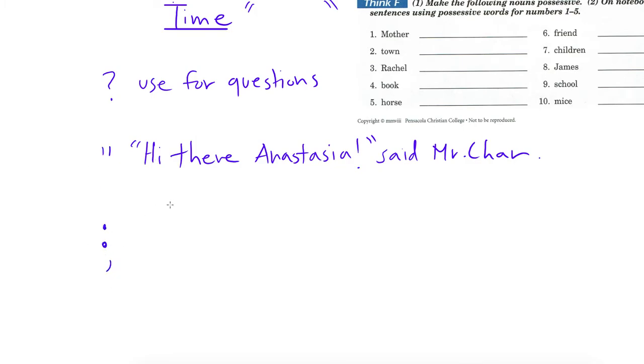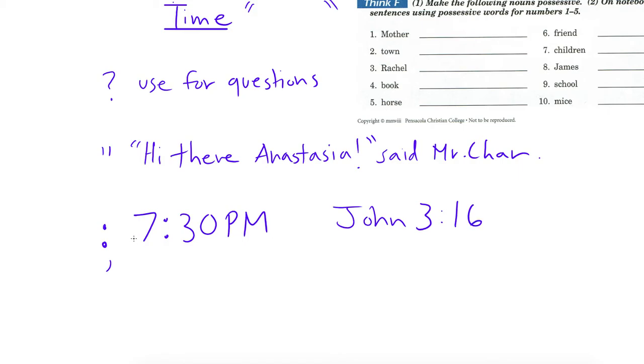Colons. Use colons, of course, when you're writing the time, for example, 7:30 p.m. Or colons are used for Bible verses, like John 3:16.